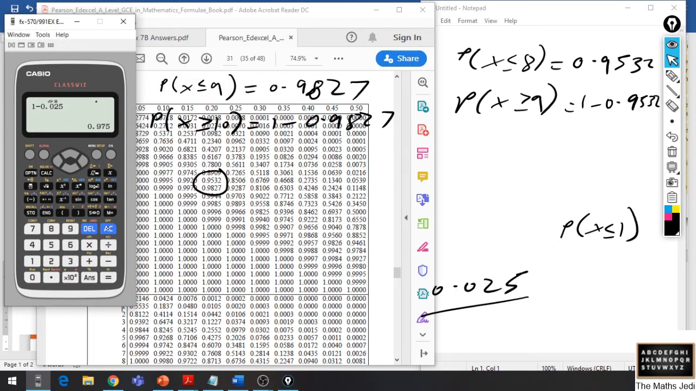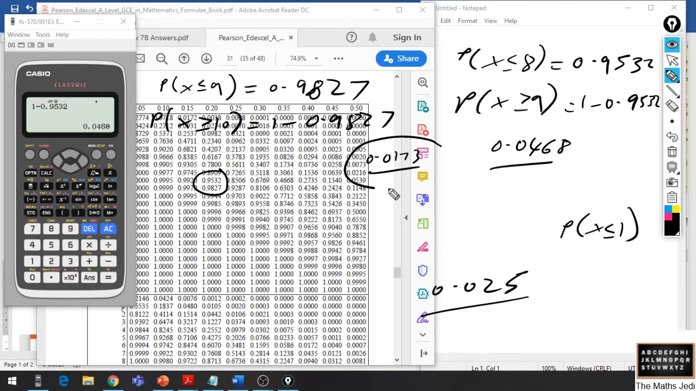So we're going to do calculate mode, 1 minus 0.9827. That's 0.0173. And this one here, that's 0.0468. Now, which of these two is closest to 0.025? Well, I think it's this one that's closest by quite a way. So 0.0173 is the value we need.